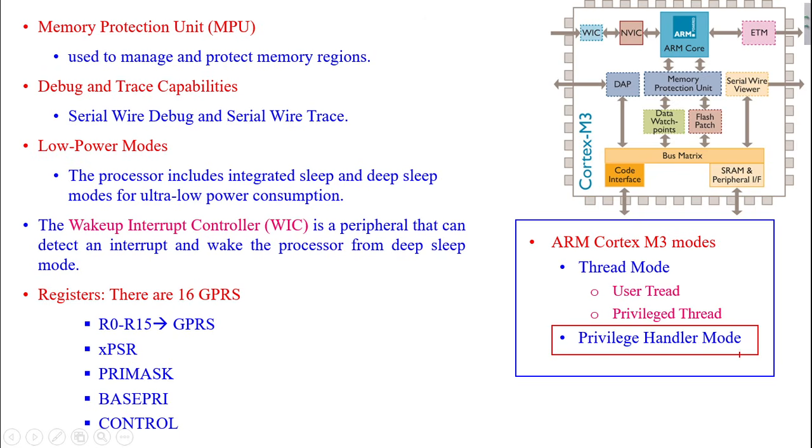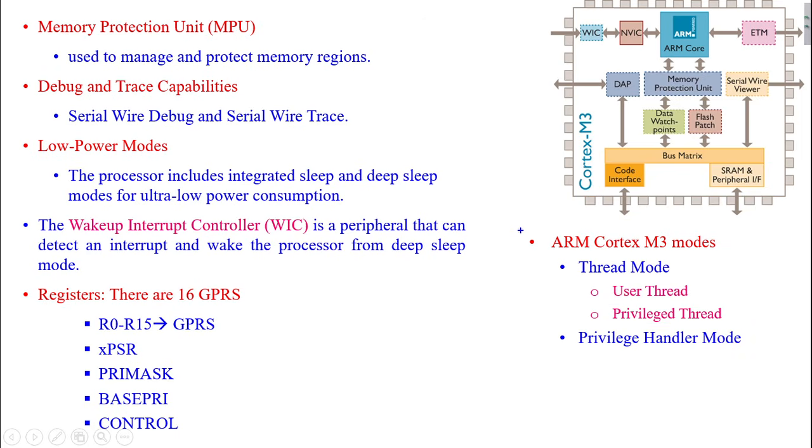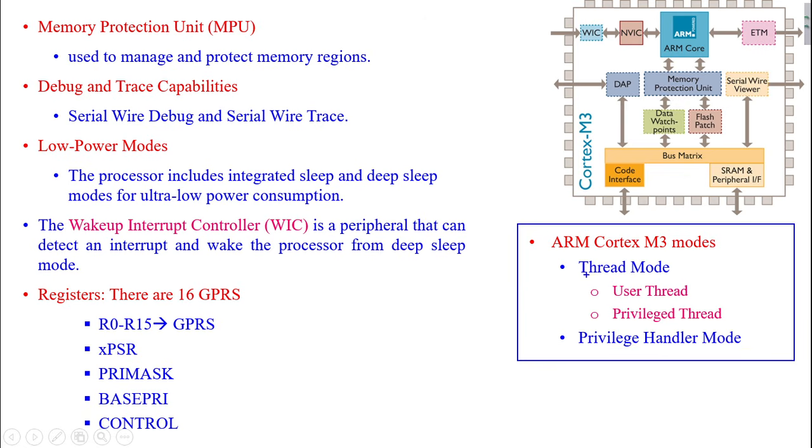Or whenever there is an exception, the processor will enter into the exceptional mode, that is called privileged handler mode. Whenever the processor is executing your regular normal instructions, then the processor lies either in user mode, or you can say user thread mode, or in one more mode called privileged thread mode. We have two different modes there.